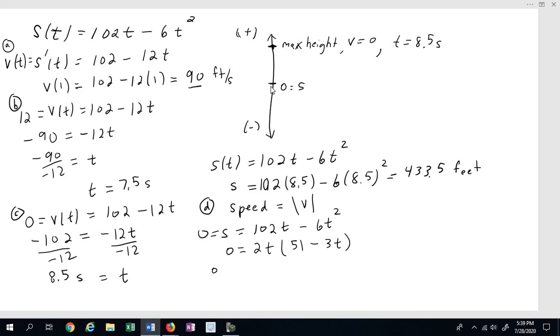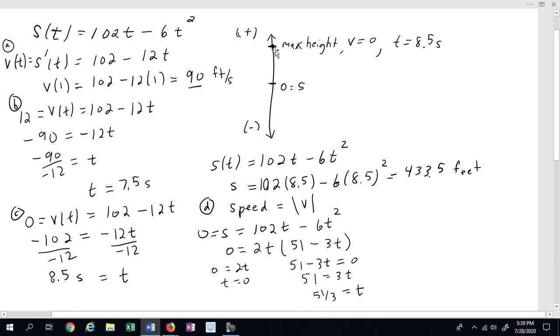And then you just want to solve this, so you get 2t is equal to 0. If you solve that, of course, t is 0. You just divide by 2. And then the other possibility is 51 minus 3t is equal to 0. And then I'm just going to add 3t over and then divide by 3. So t is 51 over 3. And this is the time that it takes for the object to hit the ground, in seconds.